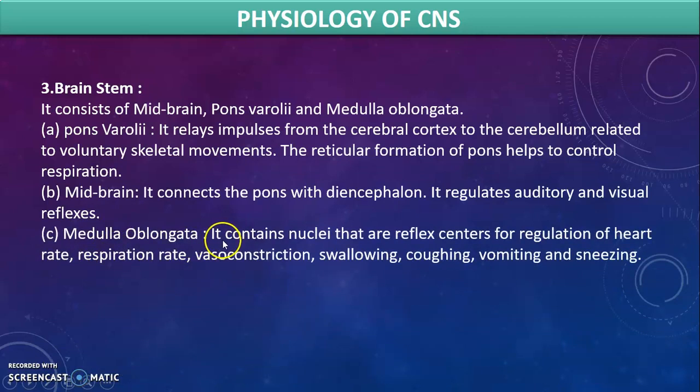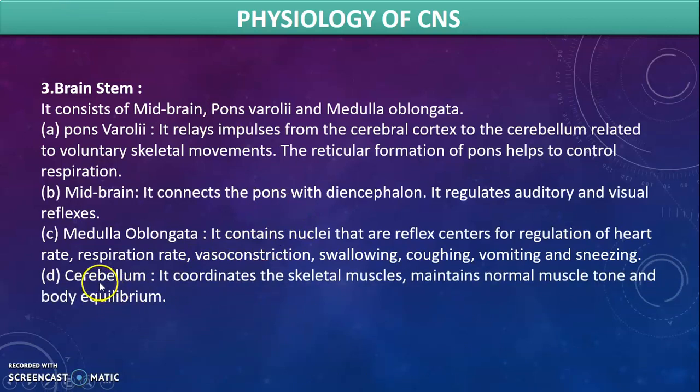Then the medulla oblongata contains the nuclei that are reflex centers for the regulation of heart rate, respiration rate, vasoconstriction, swallowing, coughing, vomiting, and sneezing. All these important functions are carried out through the medulla oblongata.